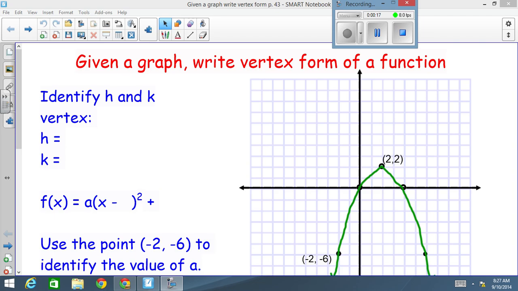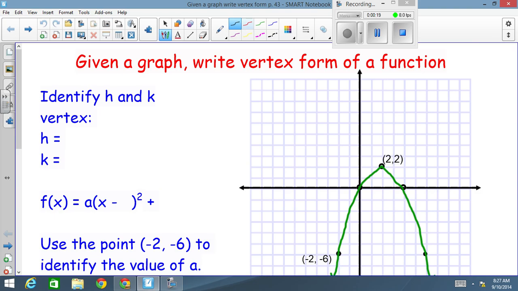The first thing that pops out to me is our vertex. That thing's right here. Okay? The vertex is the point (2, 2). So we know that h is 2 and k is also 2.